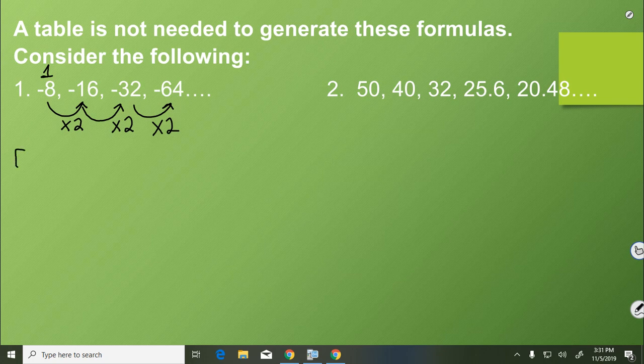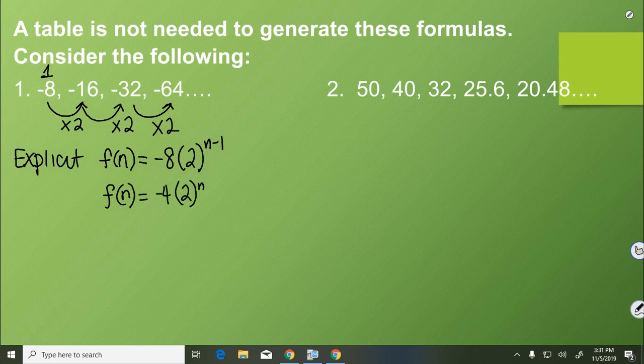So explicitly, this would be f of n equals -8 times 2 to the n minus 1. And if I wanted to go further, this would also be equivalent to f of n equals -4 times 2 to the n. Those equations would generate exactly the same table of values or sequence. Here, -4 is just the initial term. Here, -8 is the first term.